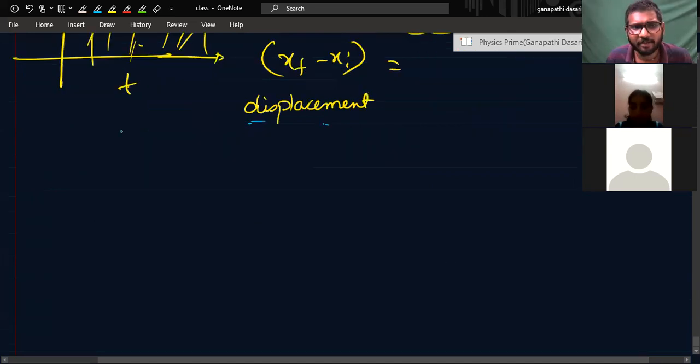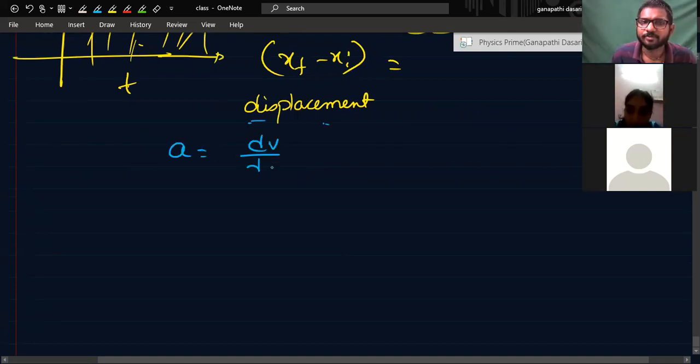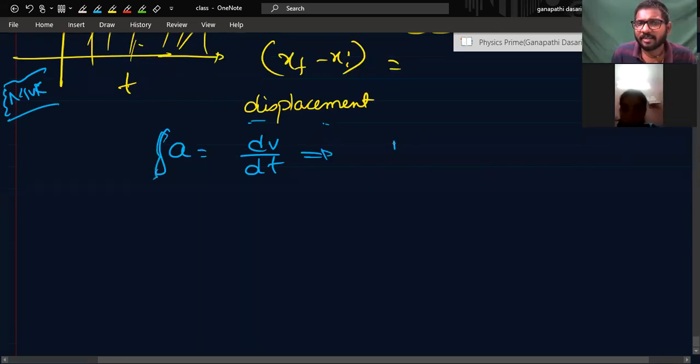Similarly, Varun, be careful here. Can we write acceleration is equal to dv by dt? Yes, sir. Ujjwala, this concept is the most valuable concept I'm explaining. Acceleration is equal to dv by dt. So can I say dv is equal to a dt, Varun?